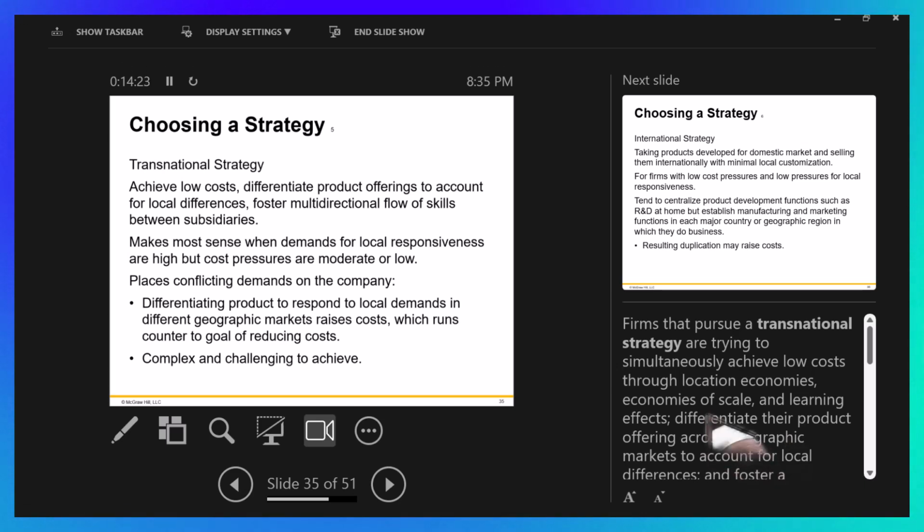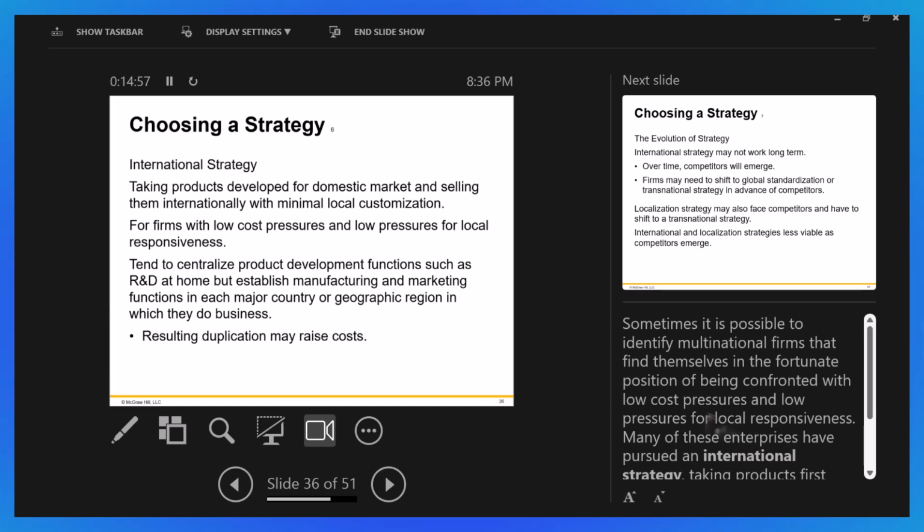Transnational strategy shows that you achieve low cost and differentiate product offerings to account for local differences, and foster multi-directional flow of skills between subsidiaries. It makes most sense when demands for local responsiveness are high, but cost pressures are moderate or low. Places conflicting demands on the company. Differentiating product to respond to local demands in different geographical markets raises costs, which runs counter to the goal of reducing overall costs. They also are complex and challenging to achieve.